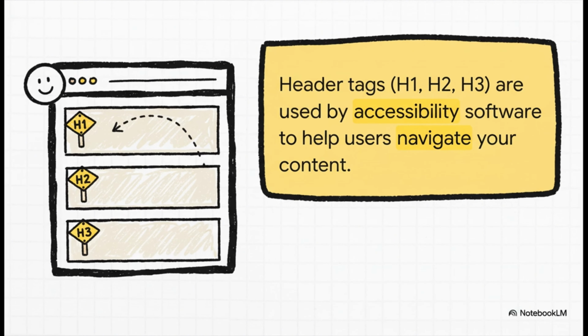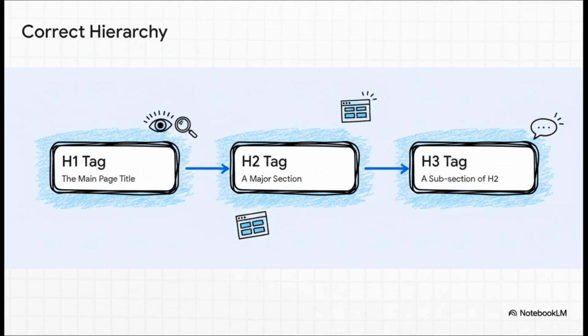They're your header tags, H1, H2, H3, and so on. And they're not just for making text look big and bold. No. Accessibility software actually uses these tags to figure out the layout of your content. It lets users jump from section to section really quickly. Oh, and bonus, search engines absolutely love this kind of clear structure, so it's a nice little SEO boost for you too. The whole trick is to use them in a logical order.